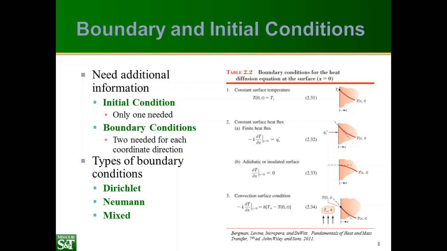Or we can have a mixed boundary condition. This, for an example, is a convection condition where the heat flux at the surface, negative k dT/dx, is going to be equal to the convection coefficient times some temperature difference. And this is actually a mixture of constant surface temperature and constant surface heat flux, which is why it's called a mixed boundary condition.